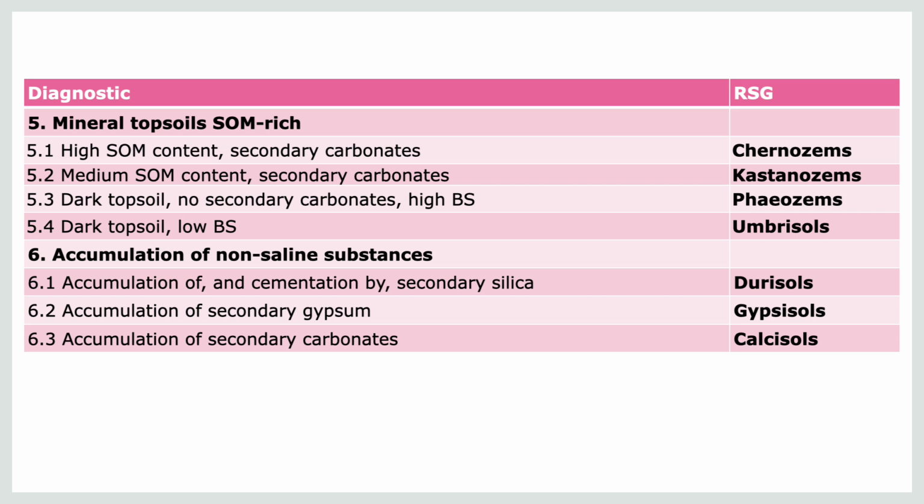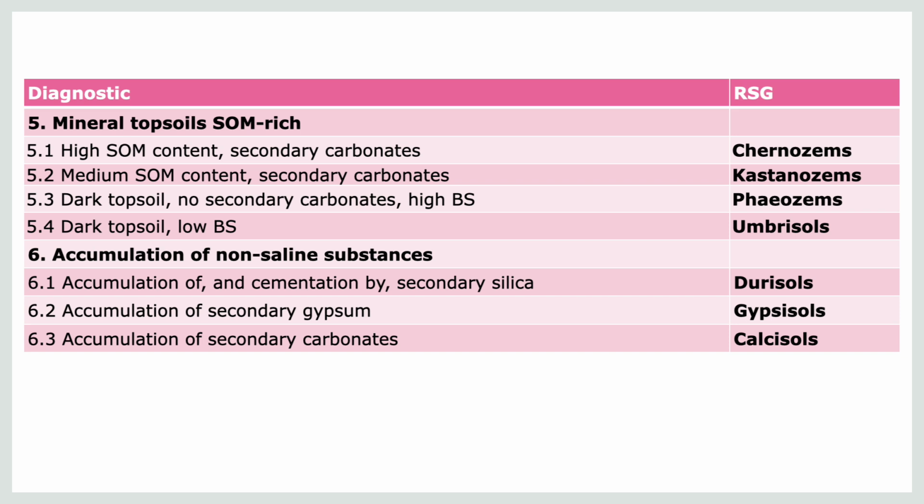We also have soils that are enriched in soil organic matter in the topsoils. So soils that possess a very high content of soil organic matter at surface. These soils that register high soil organic matter content plus presence and abundance of secondary carbonates, they are called Chernozems. The soils that register median or at least lower soil organic matter content than the Chernozems and also secondary carbonates, they are called Kastanozems.